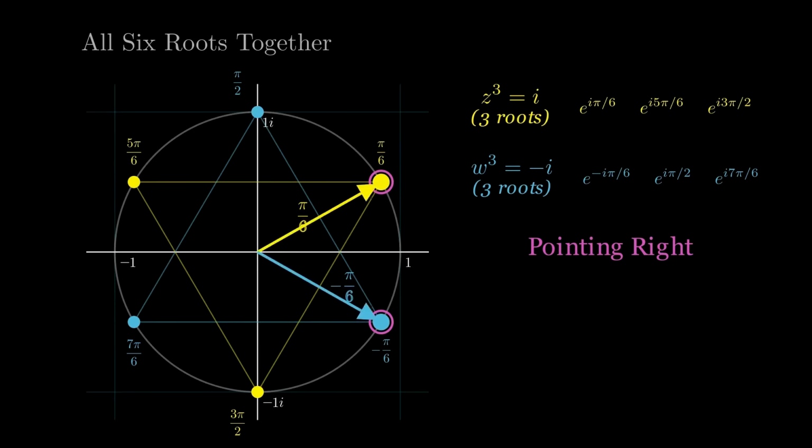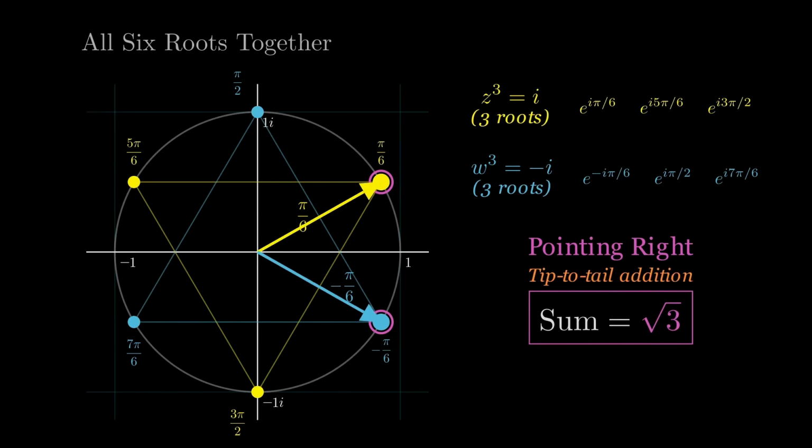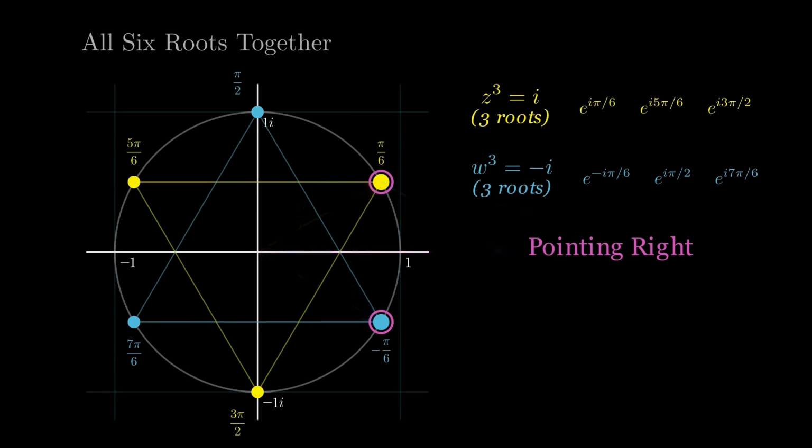And for the principal choice, you get the headline result. i to the 1/3 plus negative i to the 1/3, using the principal roots, equals square root of 3.